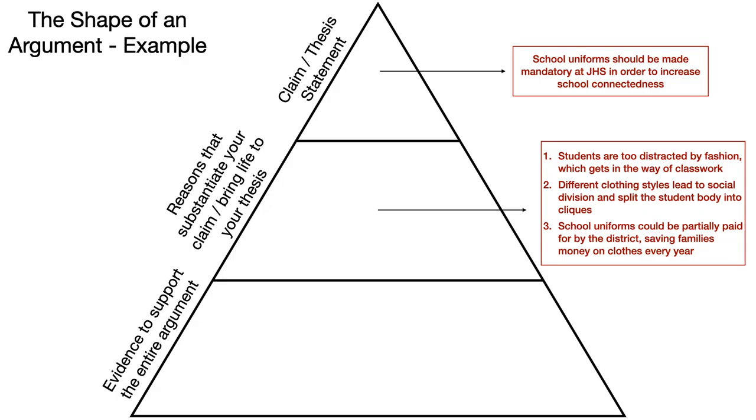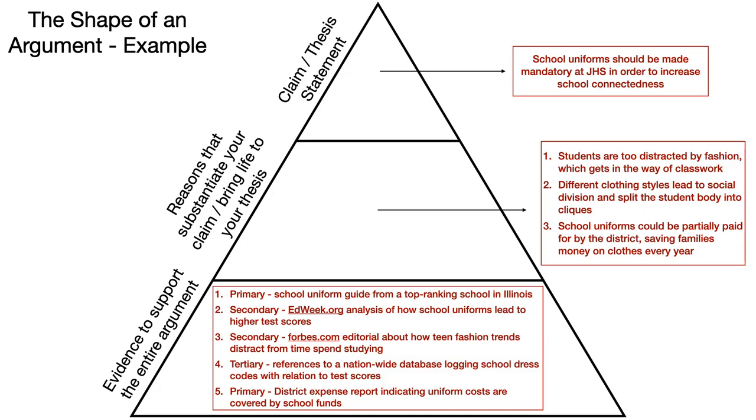If you ignore actual evidence to support why you believe in the reasons that support your claim in the first place. So in this example, let's say that I've got 5 pieces of evidence. The first is a primary source, which is a uniform guide from top-ranking schools in Illinois, showing us that you could achieve these high test scores and the high student buy-in while also having a school uniform mandate. Second could be a secondary source from edweek.org, which would be an analysis of how school uniforms lead to higher test scores. We'll throw in another secondary source from Forbes.com, which would be an editorial about how teen fashion trends distract from time spent studying.